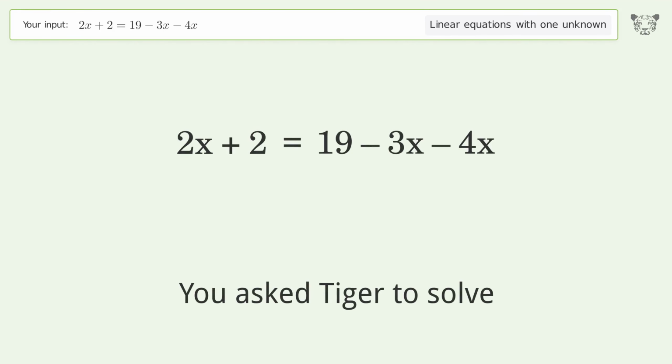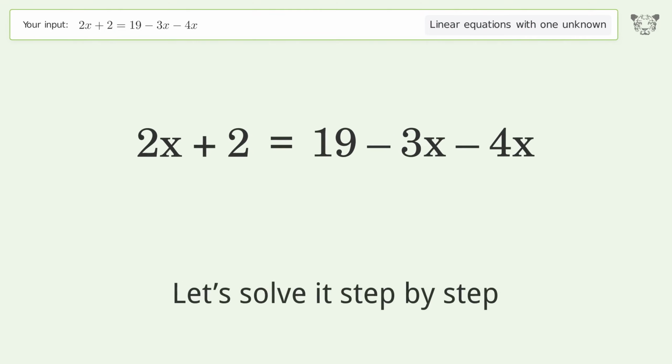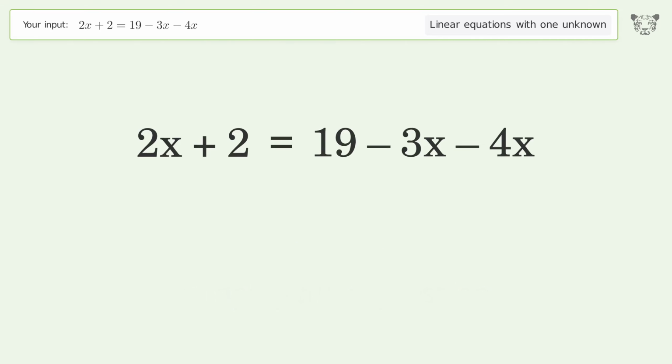You ask Tiger to solve. This deals with linear equations with one unknown. The final result is x equals 17/9. Let's solve it step by step. Simplify the expression. Group like terms.